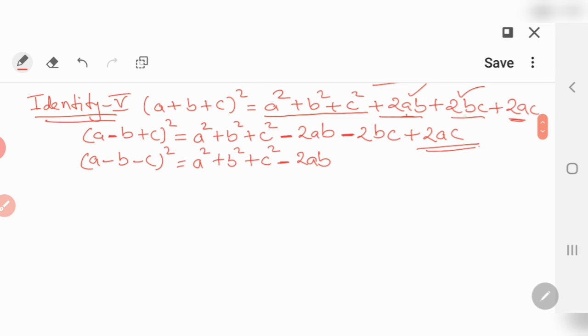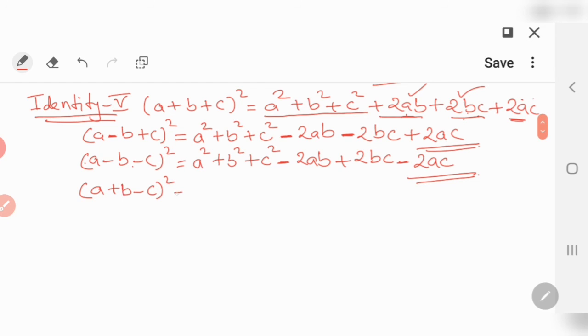Then next one is twice bc, so b into c, so you multiply, minus into minus is plus twice bc. And the third one, twice ac, that means a into c, so a is positive, c is negative, so plus times minus will again be minus twice ac, correct? So in this way we can find out different values.